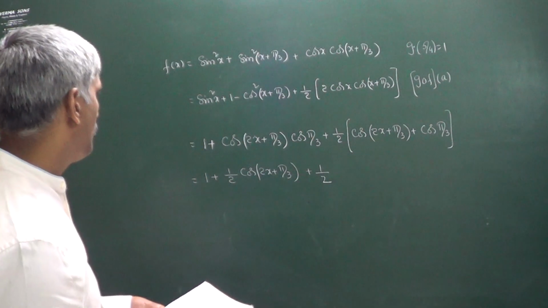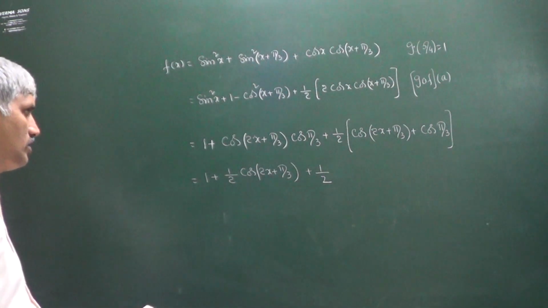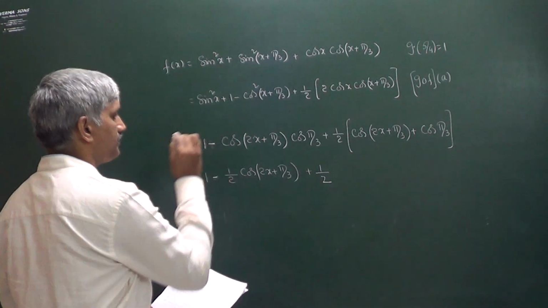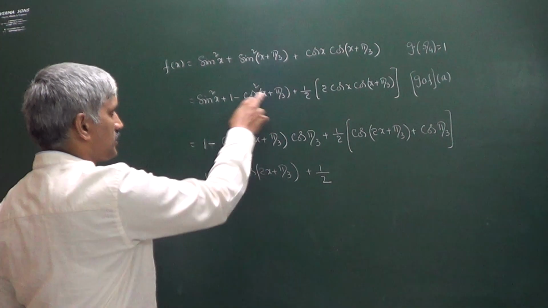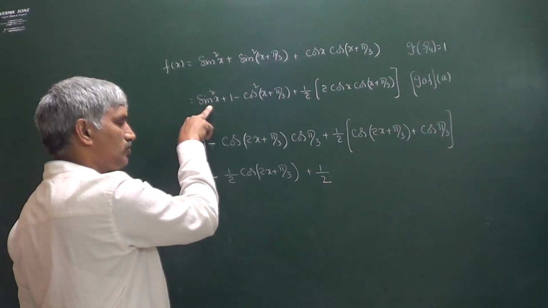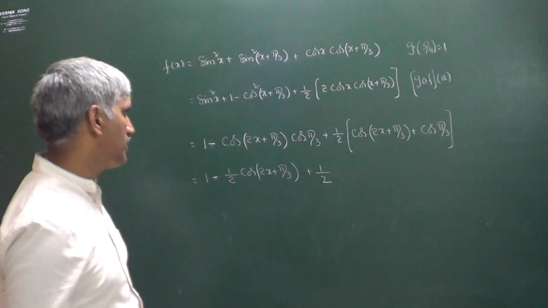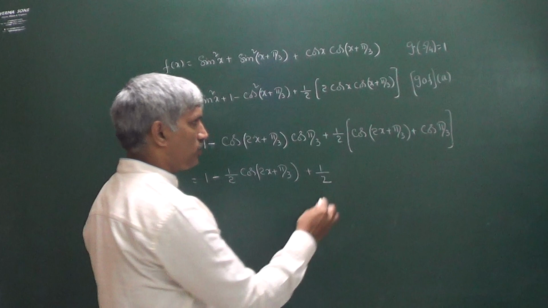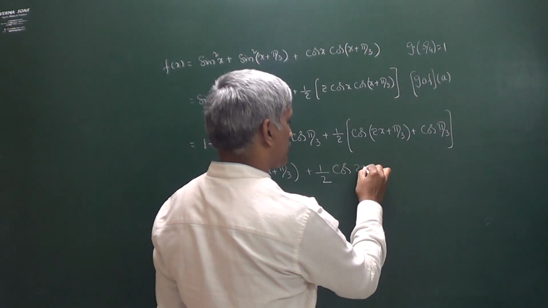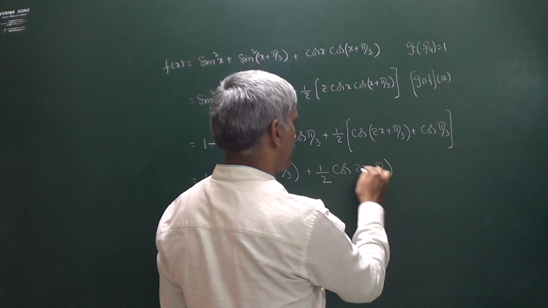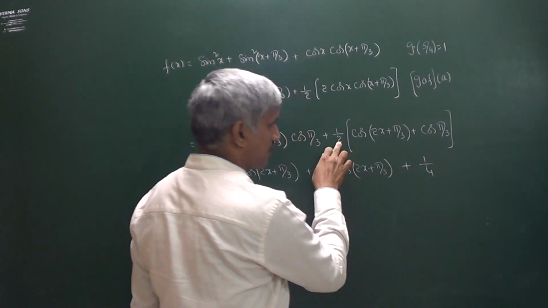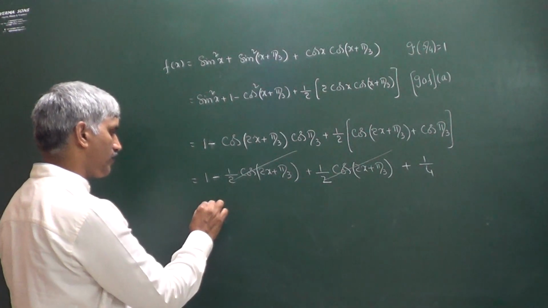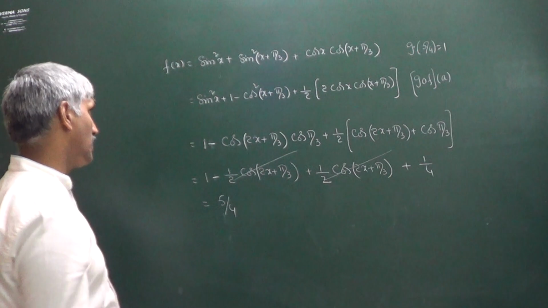So this is sin² is 1 minus cos²a minus sin²b. The formula for cos²a - sin²b is cos(a + b) into cos(a - b). That's why, taking minus common, we will get minus 1/2 into cos(2x + π/3) plus 1/4, because 1/2 multiplied with 1/2. Now you can see these two terms cancel. 1 plus 1/4, we are getting 5/4.